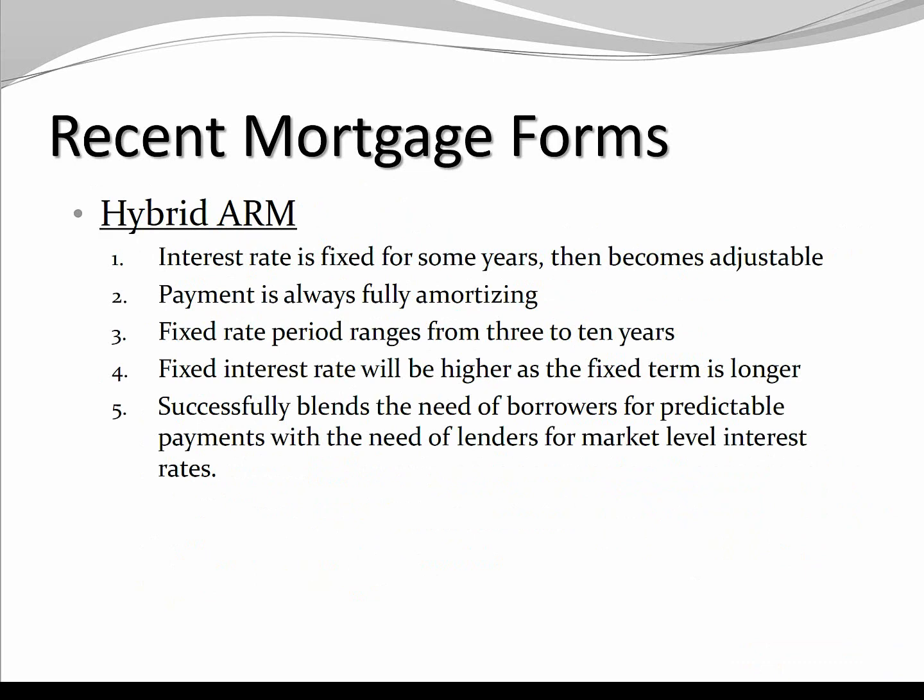Hybrid ARM. For hybrid ARM, we'll have the interest rate fixed for some years and then become adjustable. So the payment is always calculated as fully amortizing, which means the future value equals 0 at the end of the maturity. And the fixed rate period can range from 3 to 10 years. The fixed interest rate will be higher if the fixed term is longer. This hybrid adjustable rate mortgage successfully blends the need of borrowers for predictable payment with the need of the lenders for the market-level interest rate.